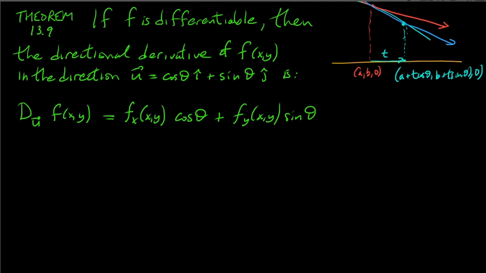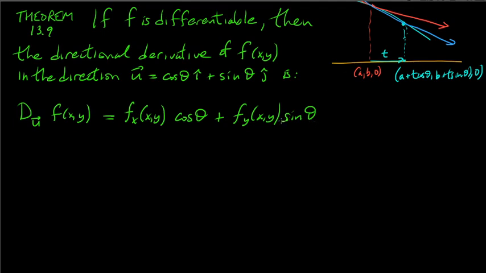If f is differentiable, and again, in the sense from 13.4 when we talked about when is a function differentiable, it's when the tangent line exists in every direction. Then the directional derivative of that function f as a function of x and y in the direction of u, and u is the unit vector in the theta direction, is given by, so we have the capital D for derivative in the direction of u of the function f of x, y. So it's just the partial derivative of f with respect to x times the cosine theta plus the partial derivative of f with respect to y times the sine of theta.